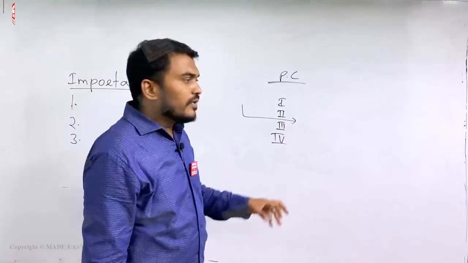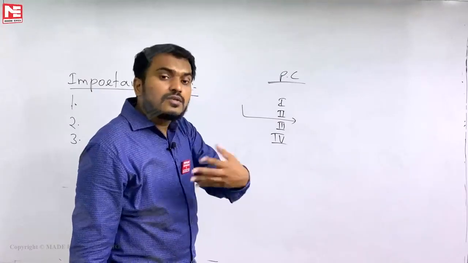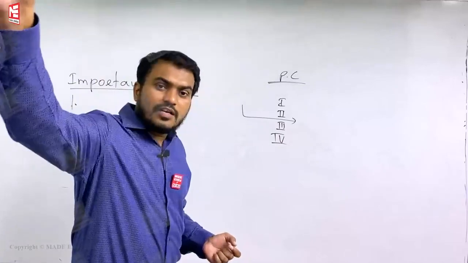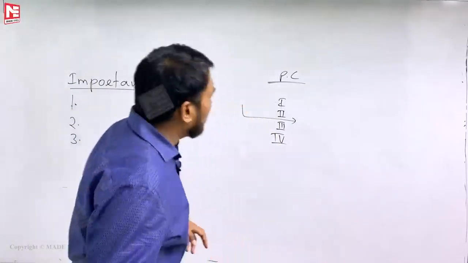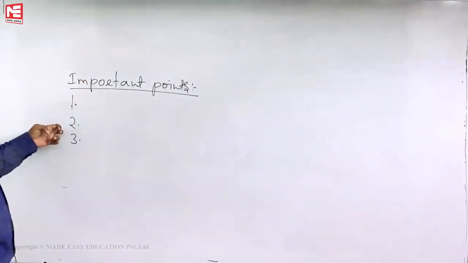Program counter contains the address of the next instruction to be executed. Address of the next instruction to be executed. So is the point clear for everyone? That is the reason. You should understand that point. I think I already told you many times. Next, coming to the second point.